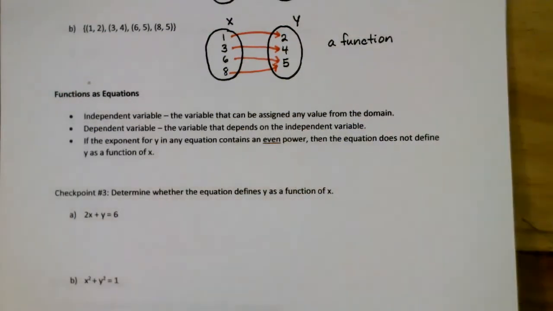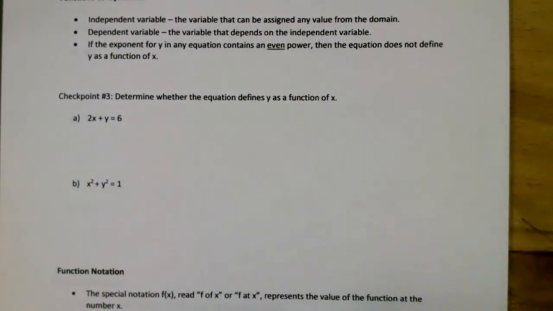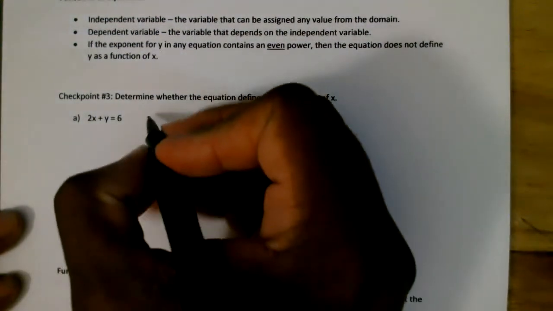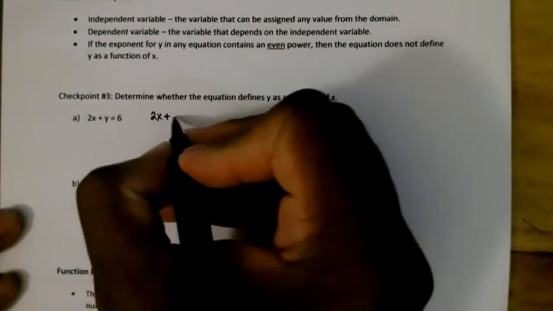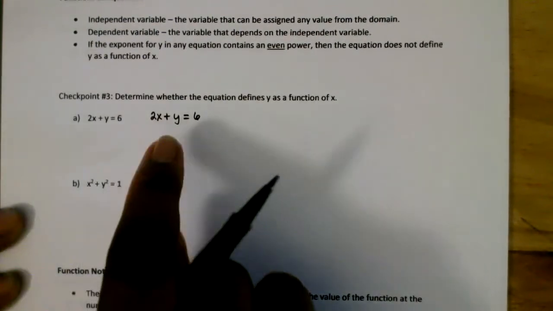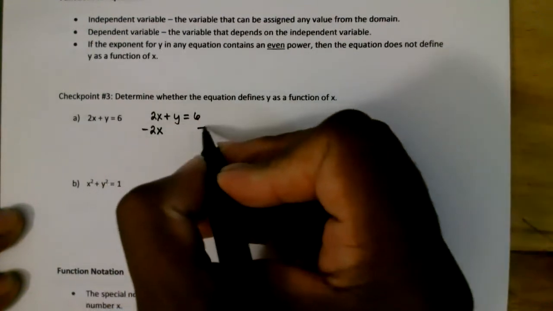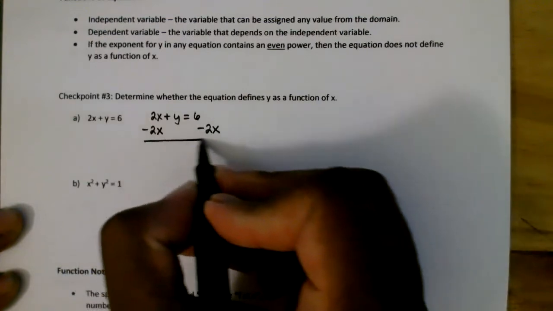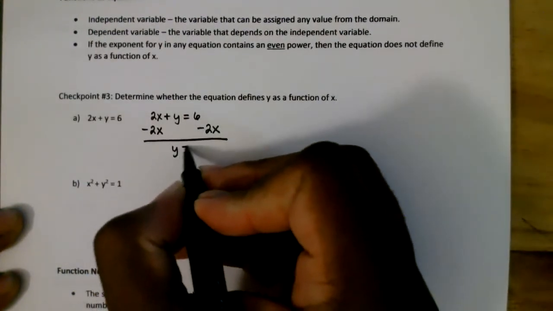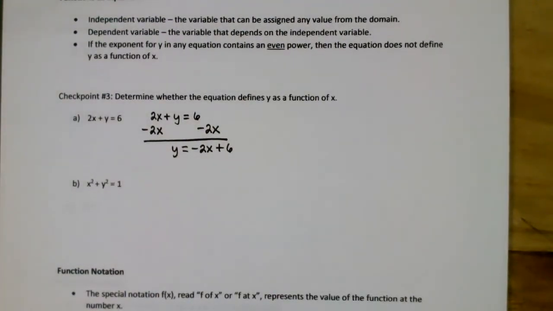Okay. Now let's look at these two examples here. In this case here, in part A, we got 2x plus y is equal to 6. I want to determine whether the equation defines y as a function of x. So I'm going to write this over here. Now, let's do this. We can solve this equation for y by moving the 2x over to the opposite side by subtracting 2x. This will mean I'm going to have y is equal to negative 2x plus 6. I'm putting the negative 2x in front.